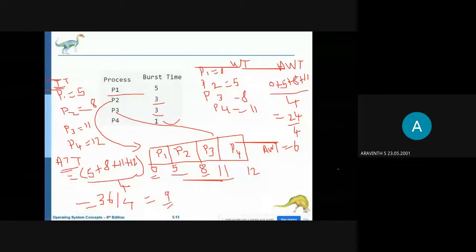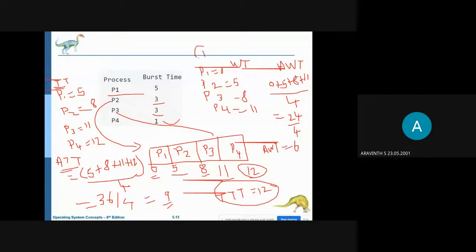After the average turnaround time, you need to find the total turnaround time. What is the total turnaround time? Total turnaround time is when all the processes complete their job. At the 12th second, all the processes complete their job. So 12 is the answer for the total turnaround time.